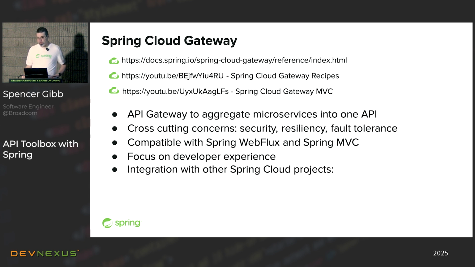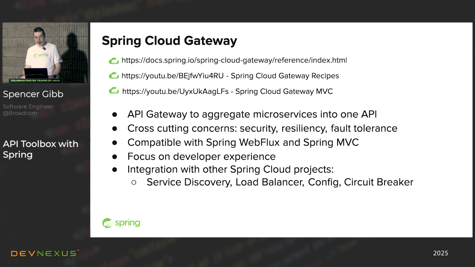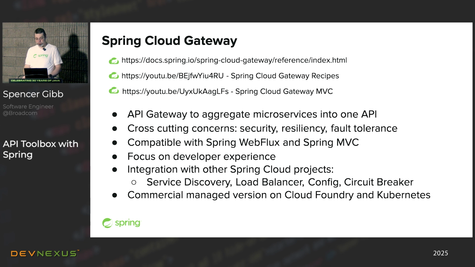It has integration with other Spring Cloud projects. If you're not familiar, there are things like service discovery. Your gateway, you probably have more than one instance, right? And you have more than one instance of your services. So if you register them all correctly, or if you use something like Kubernetes, it can route appropriately to all those instances with client-side load balancing. Things like circuit breaker and retry and other things. We do have a commercial managed version on Cloud Foundry and Kubernetes that provides some additional functionality over the open source version.